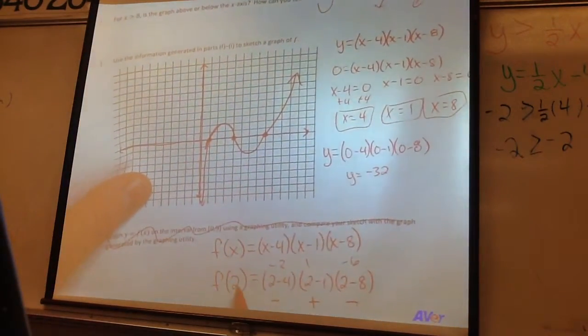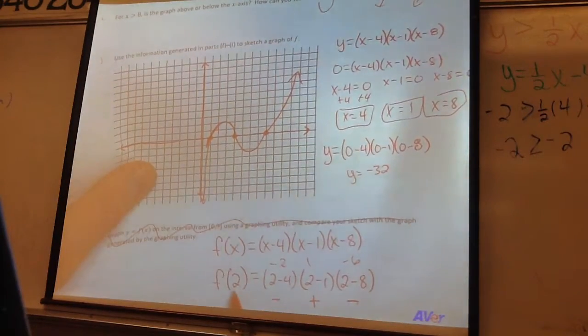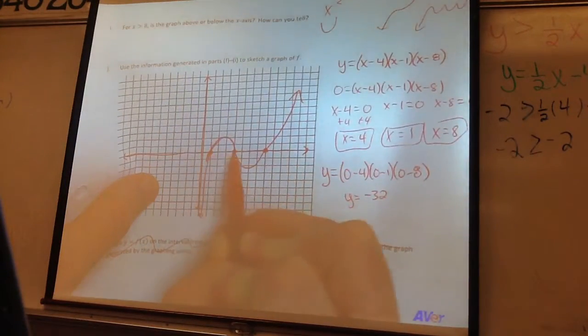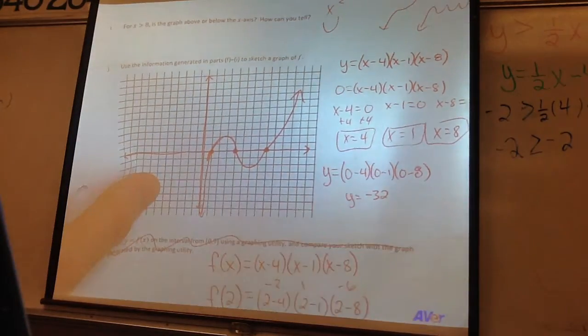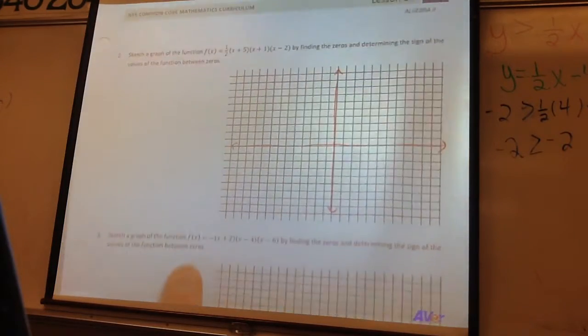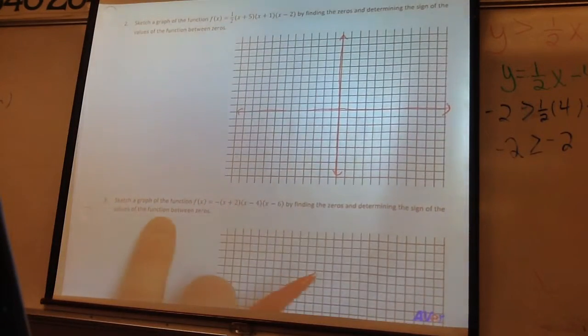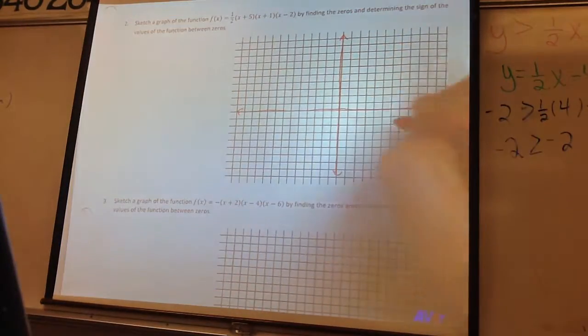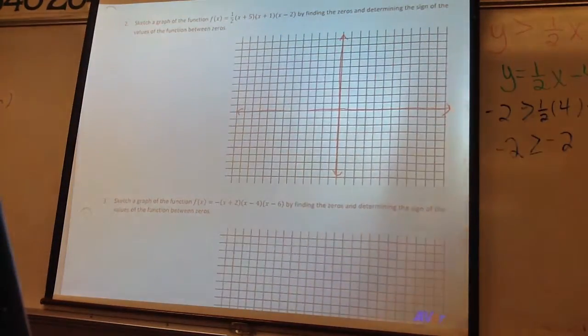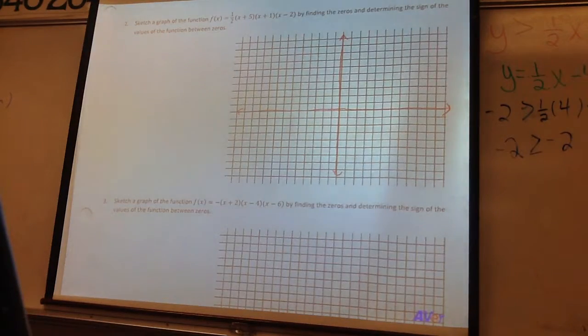When I did this one and I did f of 2, the reason I chose 2 was because it was between these x-intercepts. 2 is right here. I could have chosen 2 or 3 to figure out something between them. That's what it means when it says determining the sign of the values of the function between zeros. It just means between two x-intercepts, figure out the sign. You can kind of figure it out just by drawing the dots and knowing what happens in the end and snaking through it.